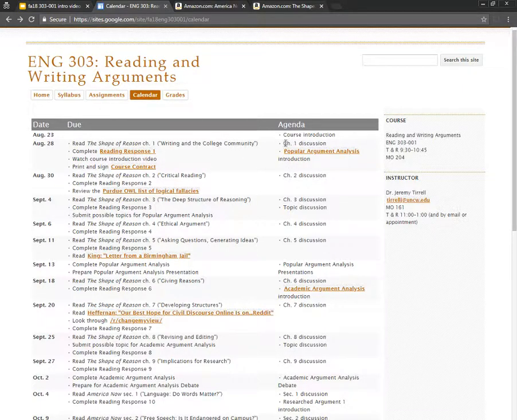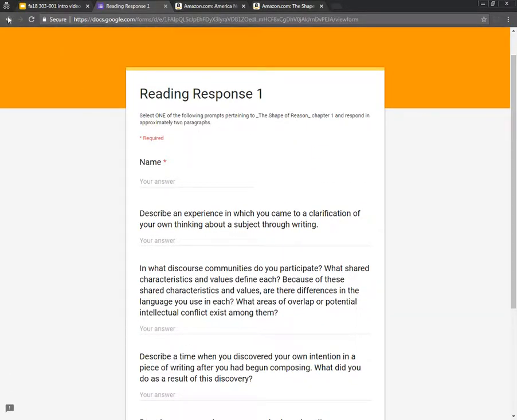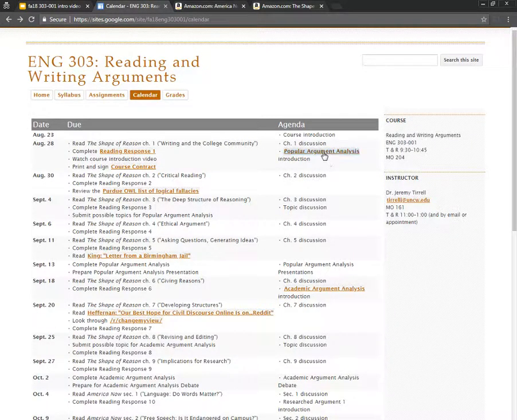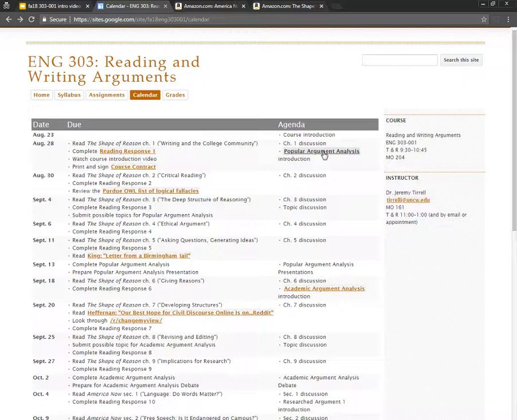And then the agenda for that day, we're going to talk about that first chapter that you're going to read. The reading response 1 will prompt that because this is about that first chapter. So those work together. And then we're going to take a look at our first main project, the popular argument analysis. And we're going to go from there. You can kind of see how the class works, right?